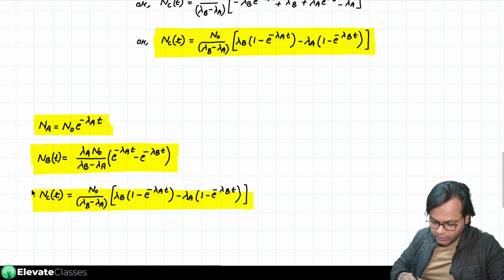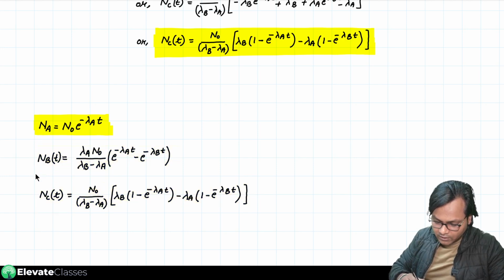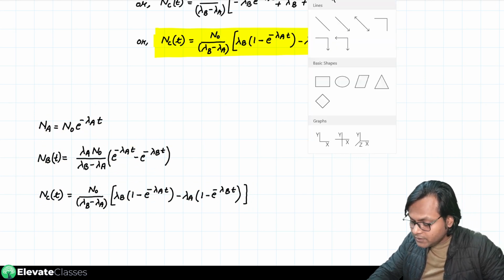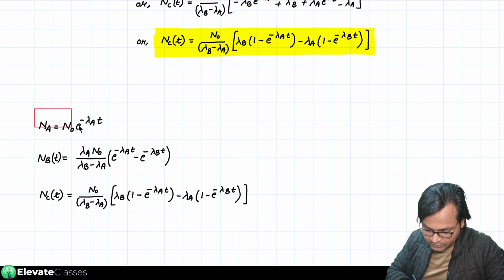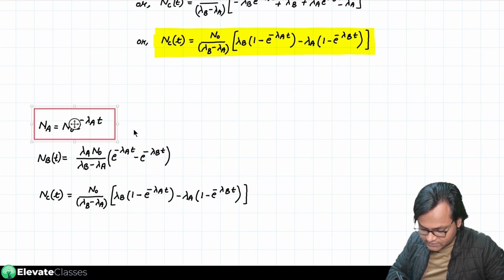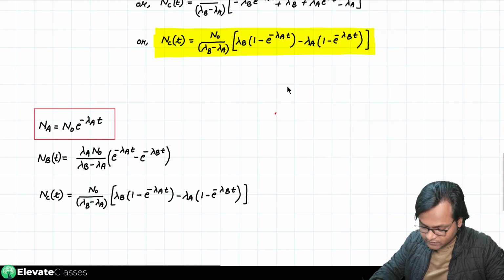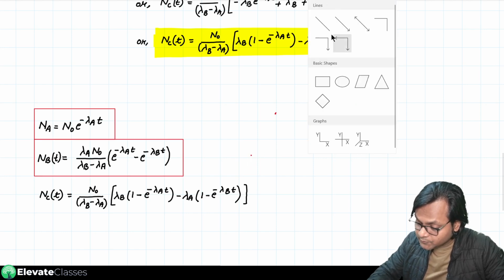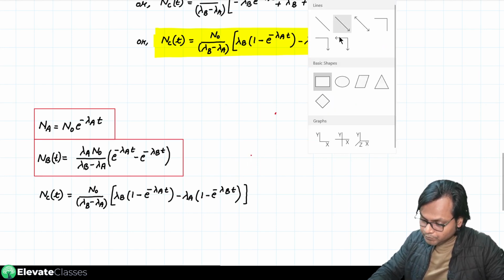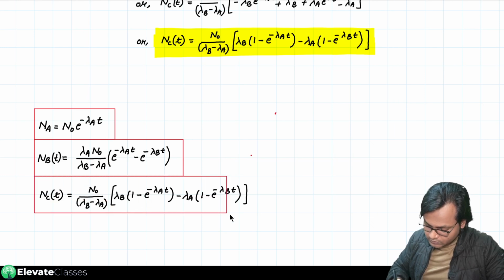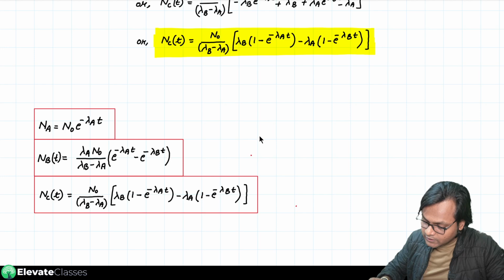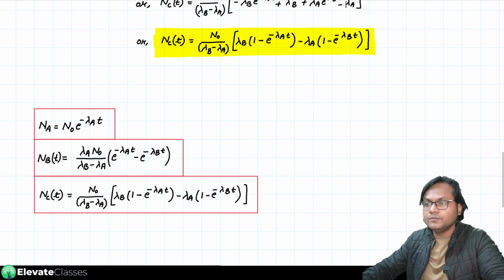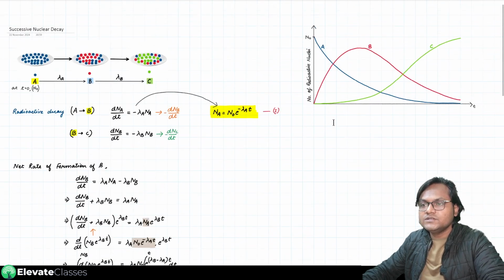So if you want, you can plot them in some kind of a graphical editor. And if you plot them, you should get something that looks like this. So this is the first expression. This is the second expression. And this is the third expression. If you plot all of this, you will get this graph that I have obtained earlier. Okay, do you remember this graph?